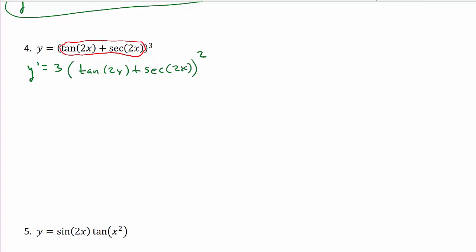Alright, so the derivative of tangent, well, let's see, derivative of tangent, remember that's secant squared 2x times the derivative of what you're taking the tangent of, so times 2, plus the derivative of secant 2x. Remember, derivative of secant, that's going to be secant 2x tangent 2x times the derivative of what you're taking the secant of, so times 2.